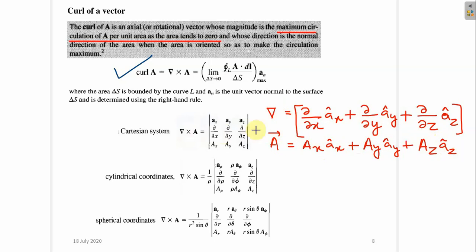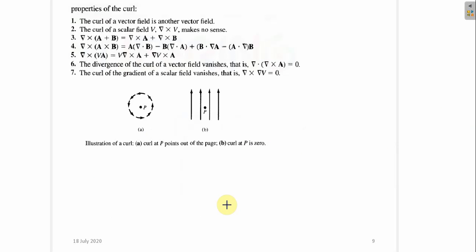If we perform the cross product, we can represent it in the form of a matrix determinant. So we write the unit vectors ax, ay, az, and then the del x, del y, del z components. By solving this determinant, we can get the value of the curl. In Cartesian, cylindrical and spherical coordinates, we have separate relations for each of them. In this way we can get the curl of a vector field. Now moving ahead, what are the properties of curl? That we will see now.